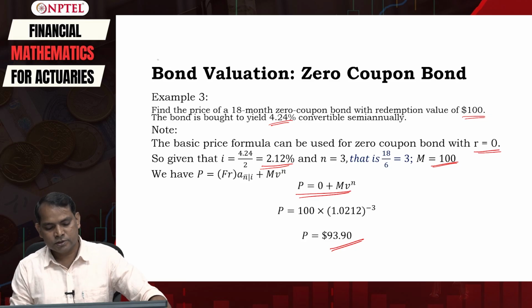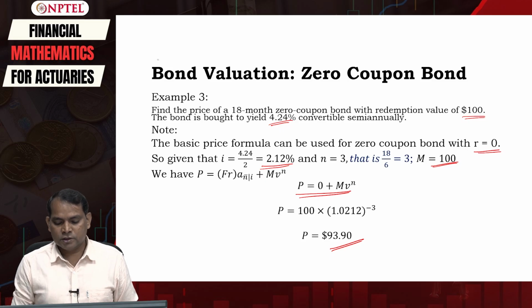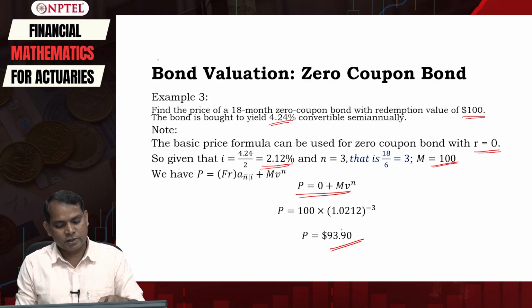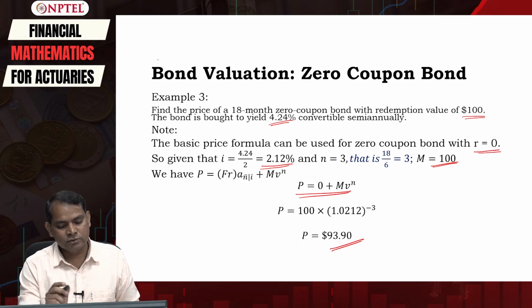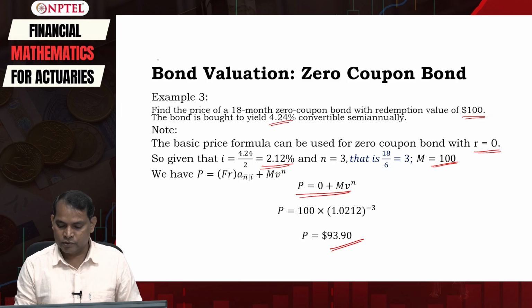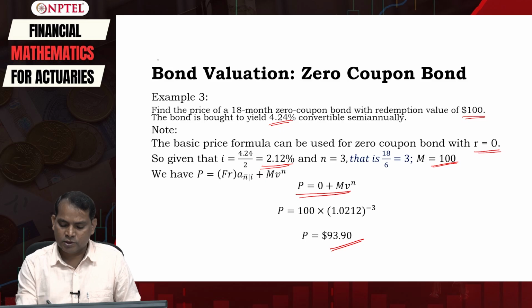So the price of the bond today is $93.9. That means if you are willing to buy this bond, then you are going to pay this much amount for this bond, with the expected yield rate equal to 4.24% convertible semi-annually. This is how we understand the bond valuation. For a zero coupon bond, the first component will be equal to 0, and we will only use the second component, this one.